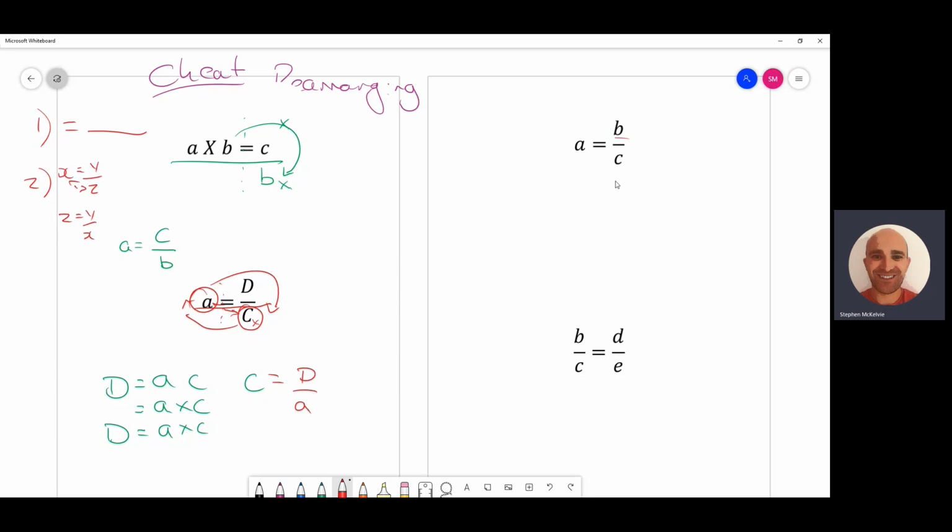Let's find out what B is equal to. I want to move C, draw my line. C crosses the equals to, and then it crosses the line, goes to the top of the line. I'm left with C times A is equal to B.